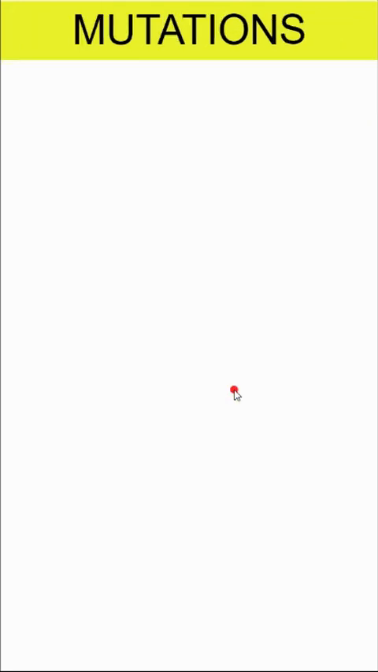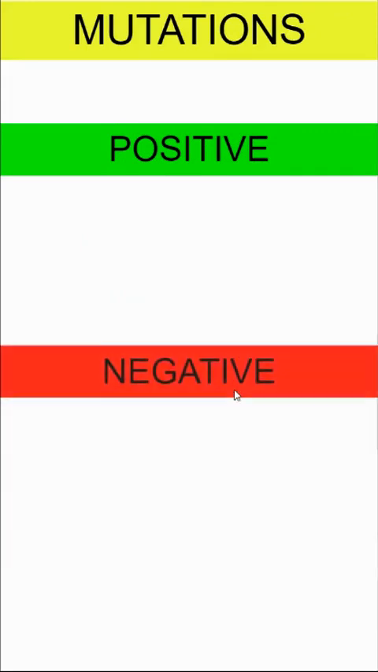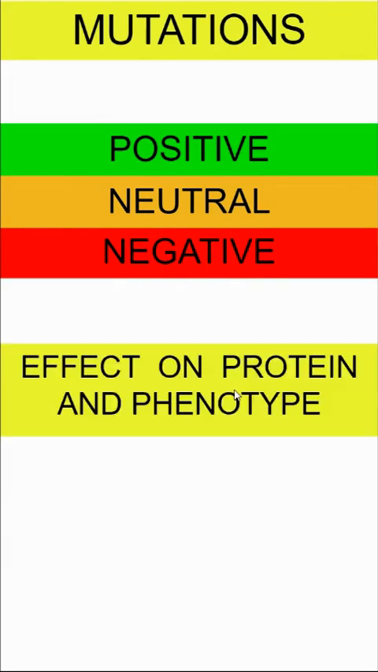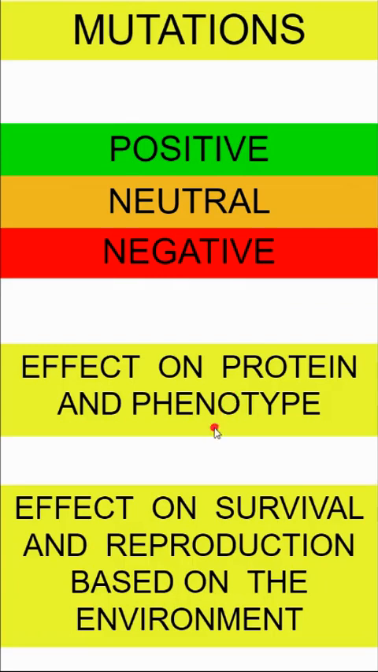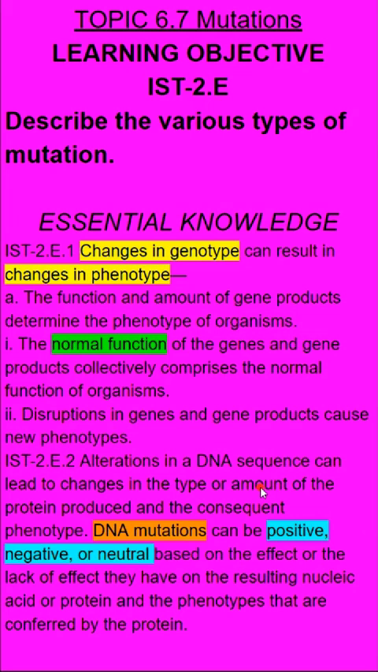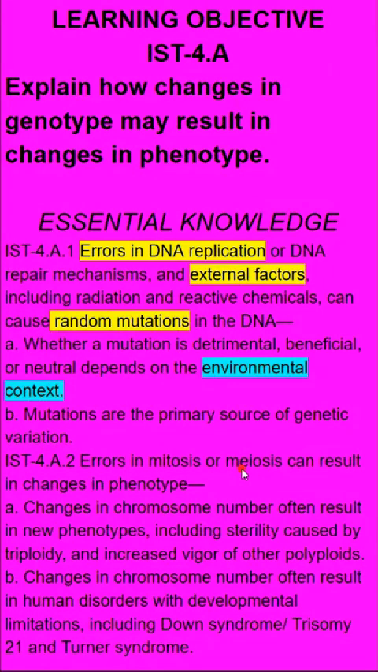So again, when we're thinking about mutations, they can be positive, negative, or neutral, depending on the effect they have on the protein and the genotype. But also, we have to look at whether they're beneficial or detrimental based on the environment and the ability to survive and reproduce with that mutation. So again, we have normal function, but mutations can be positive, negative, or neutral. And ultimately, those mutations come from either errors in DNA replication or can increase through external factors.